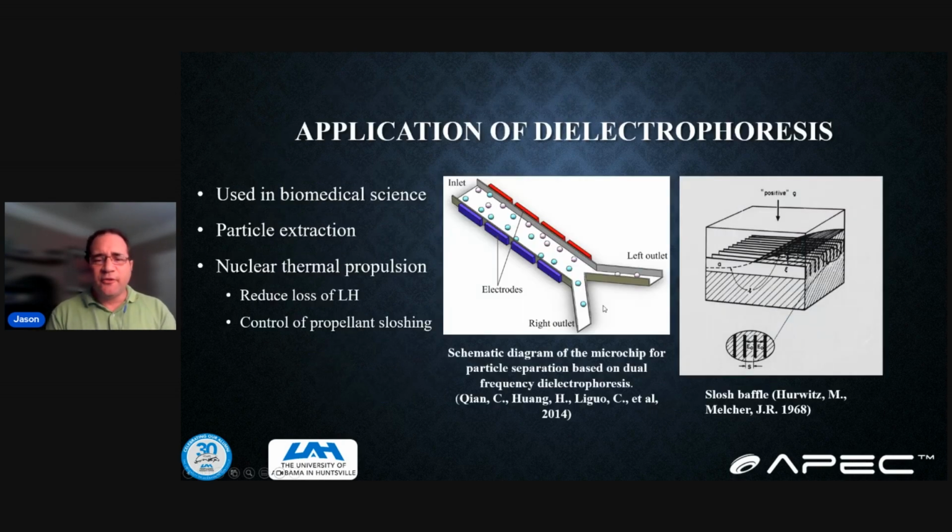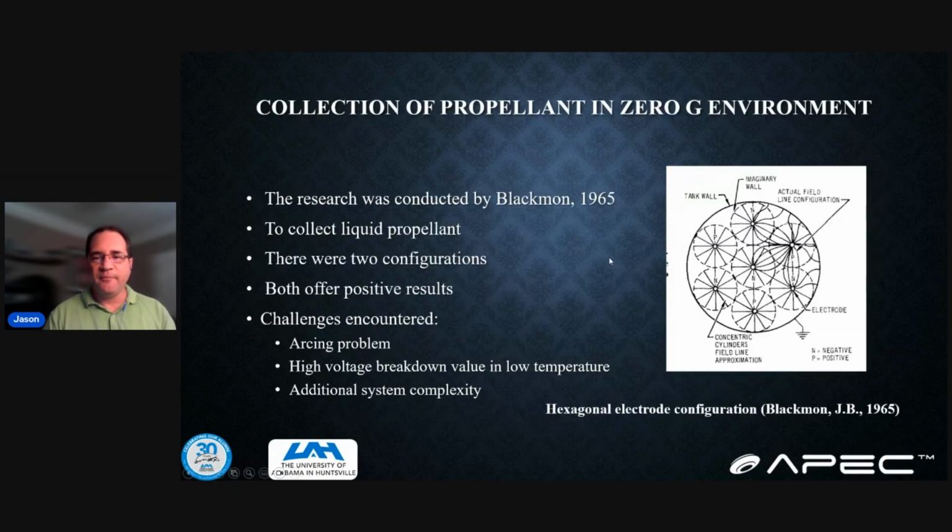So dielectrophoresis is a 100-year-old concept. It's used quite a bit in, for example, biomedical sciences, particle extraction. We're actually looking at using it for nuclear thermal propulsion, not as the propulsion system itself, but basically to help control. Well, it's been considered for control of propellant sloshing. That's actually one of the original aerospace applications I'm aware of, from someone named Jim Blackman in his dissertation that came out in 1958, I believe. So these are just some typical things that have been done in the area.